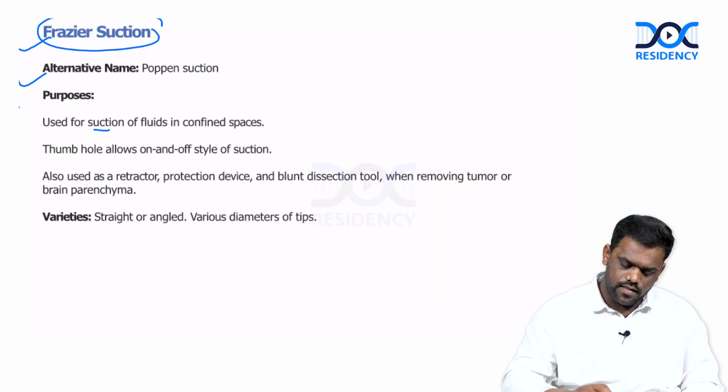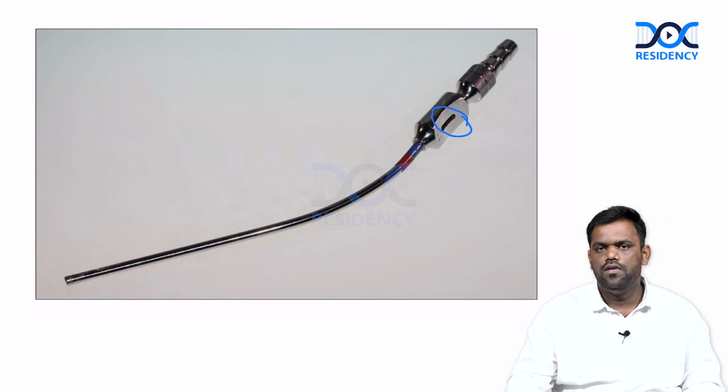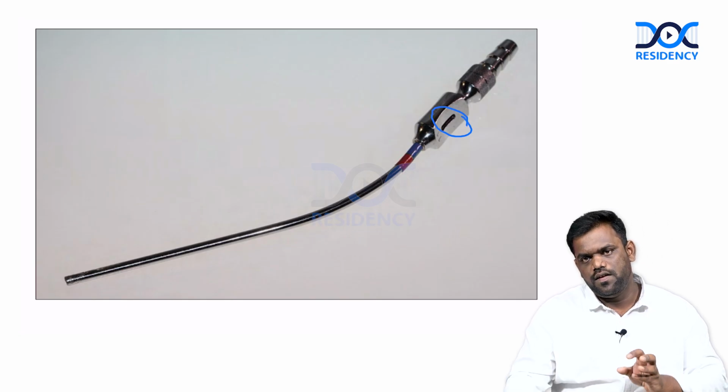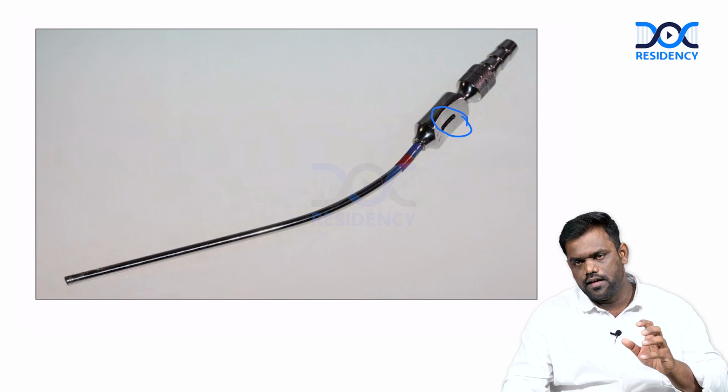This is the thumb hole. We can open and close it, and the speed of the suction varies. Suppose we close the hole, the speed is very high; it will suck the materials at a very high speed and with more force.